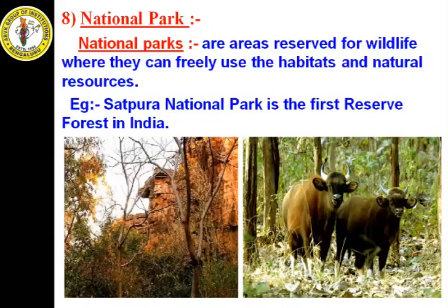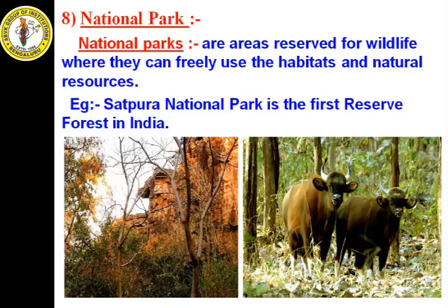Next is national park. National parks are the areas reserved for wildlife where they can freely use their habitat and natural resources. The example I have told you is Bandipur National Park. There they will allow you to go, but only in a particular vehicle. They take you inside, and there you can see the animals freely moving. They will not show them in a cage. Mysore Zoo is a place where animals are put in a cage, but here it's not like that. They are free to use their habitats and their natural resources.